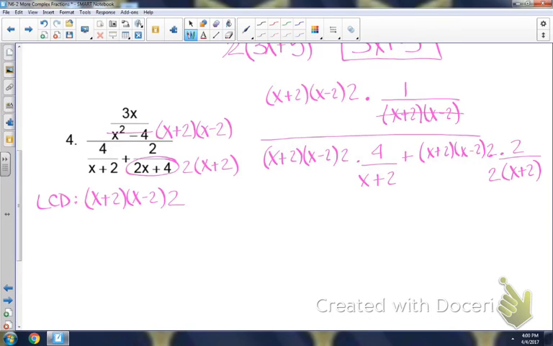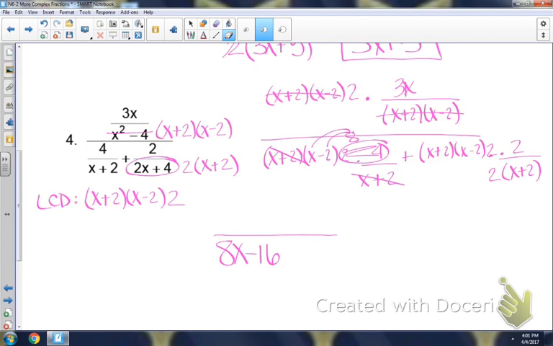Okay, so notice the x plus 2, x minus 2 cancels out, so you're left with a 2 on top. The x plus 2 cancels, you're left with x minus 2 times 4. Go ahead and multiply these to get 8, and then distribute the 8. So you should get 8x minus 16. Oh, my bad. Let's go back. That's a 3x on top. Sorry. So I wrote a 1 there instead of a 3x.